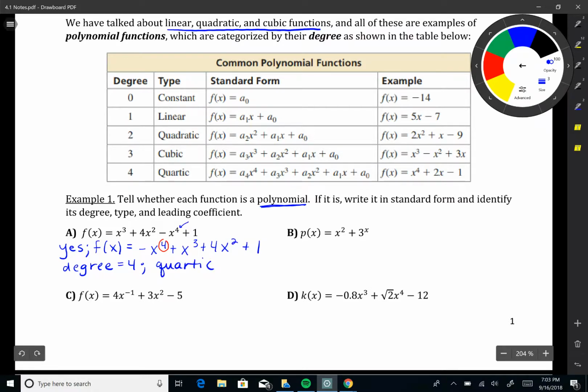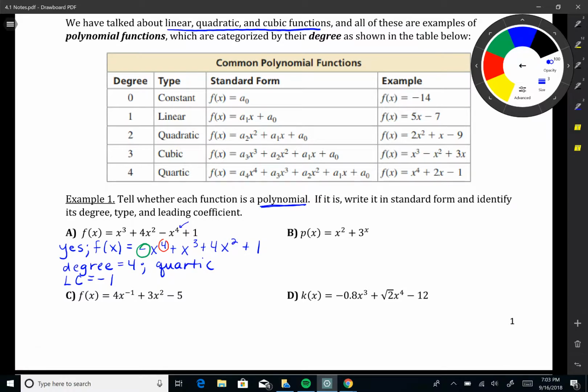And the last thing we identify is the leading coefficient. That's the number in front of our first term, our first variable. It's just a negative sign, which we know is negative 1. So leading coefficient, I just say LC to abbreviate, is negative 1.